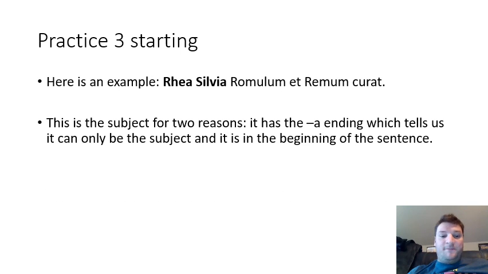We did practice number 3 when we did it. You can see an example here. You had to give a reason, which for Rhea Silvia, if you didn't know, ends with an A, so that would be a nominative. A feminine, yes, but a nominative ending, so that means it's the subject of the sentence, right? Notice that Remum and Romulum have a um, which means that would be the accusative, which means the direct object, okay?